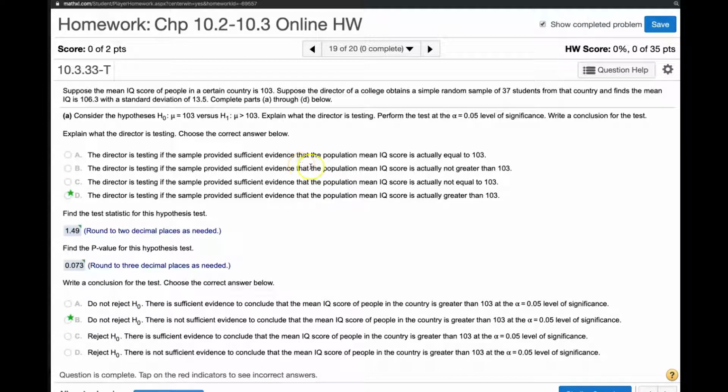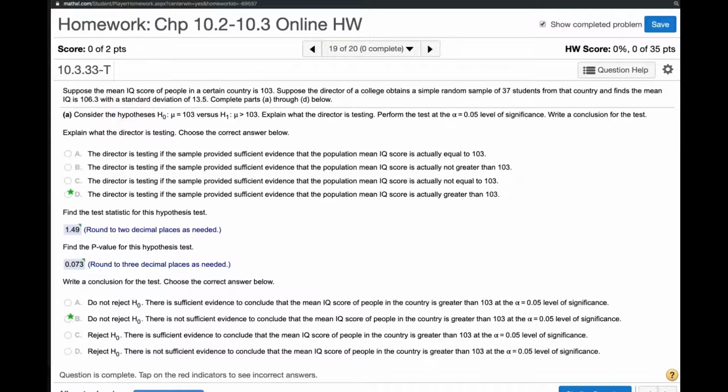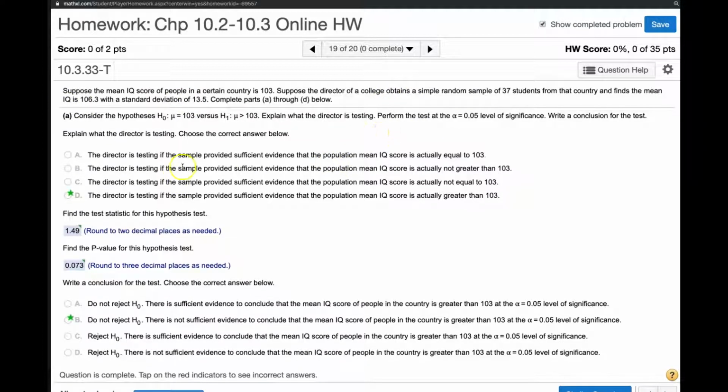The null and alternative. We're checking again, from the random sample, we have 37 students, the mean 106.3 and 13.5 standard deviation. Those values again are the sample data, and we want to perform a test here where they're wondering if the IQ is greater than 103, and that's why the alternative is 103, and then we have the sample data to try to test these claims.